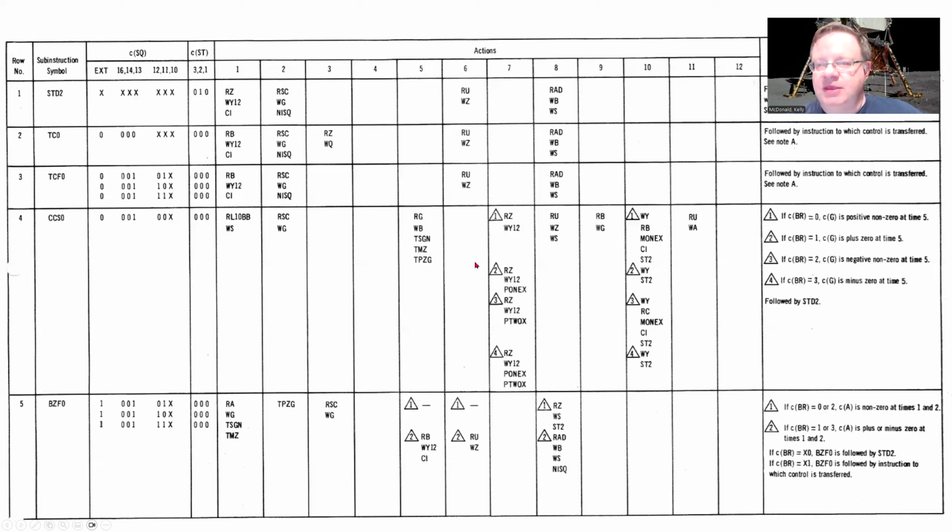Now here we've got these little triangles with 1, 2, 3, 4, and the notes that are associated with them. If BR, which is the branch register, equals 0, then we basically follow these. We do RZ, WY12. If the branch register is 1, we do RZ, WY12, and PONX, which is basically put 1 into X. If the branch register is a 2, then we do this. If the branch register is 3, we do this.